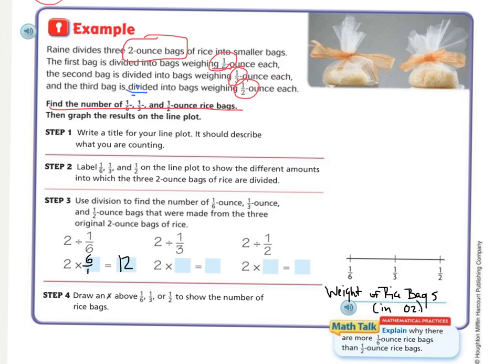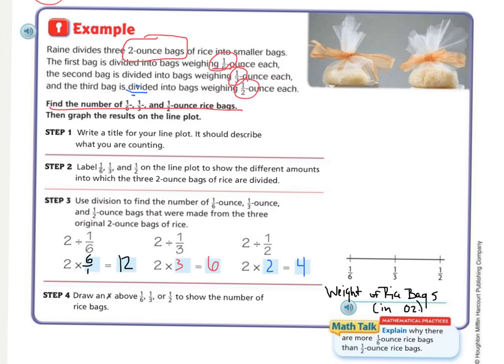The reciprocal of 1/3 is 3, so that's going to be 2 times 3, because 3/1 is the same thing as 3, so that's going to be 6. And then the reciprocal of 1/2 is 2/1, which is the same thing as 2. So 2 times 2 equals 4.